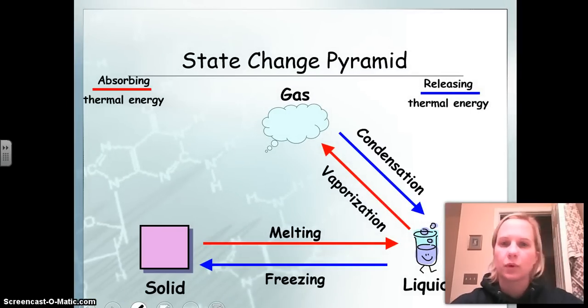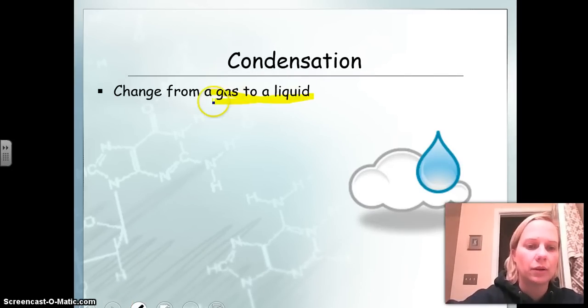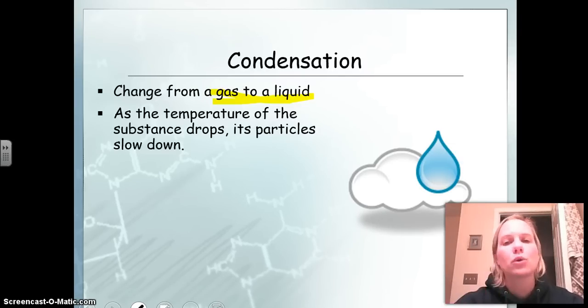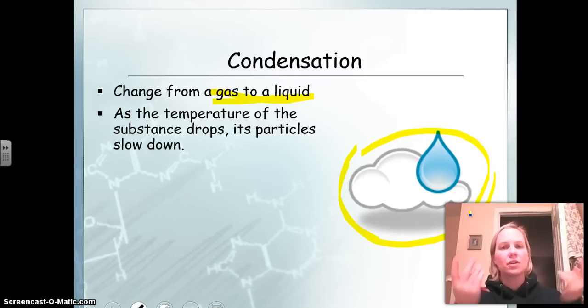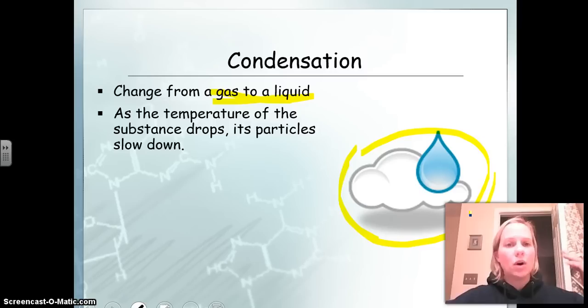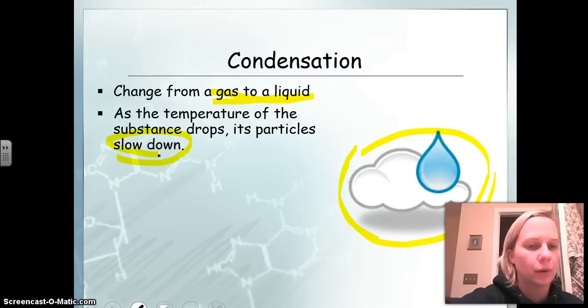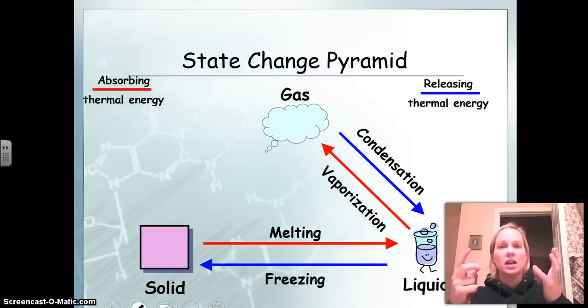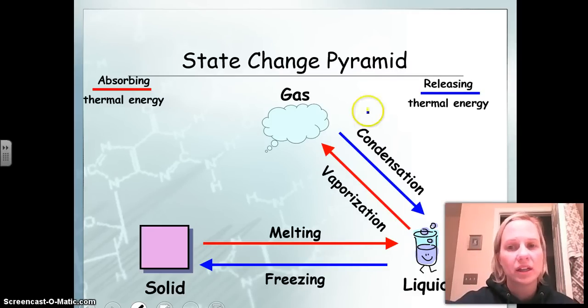All right, gas to liquid would be condensation. With condensation, you want to think about a cloud. We're changing from a gas to a liquid. As the temperature of the substance drops, its particles start slowing down. When the water gets evaporated off the earth, it goes up into the clouds. As we move upward in the atmosphere, the temperature decreases. So once that water moves up, the temperature is going down and the particles start slowing down, and that gets us condensation. Remember our diagrams: the gas is moving really crazy, the liquid's not moving quite as crazy. So when it slows down, that's when we become a liquid. That's when we condense in the clouds.